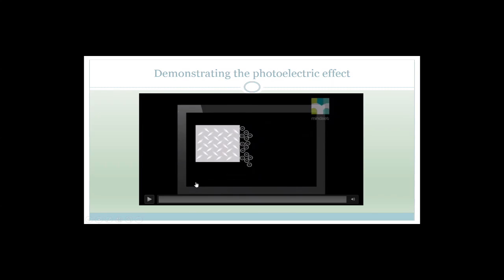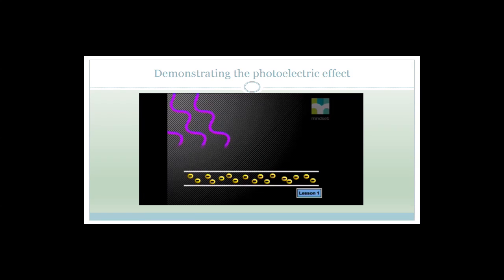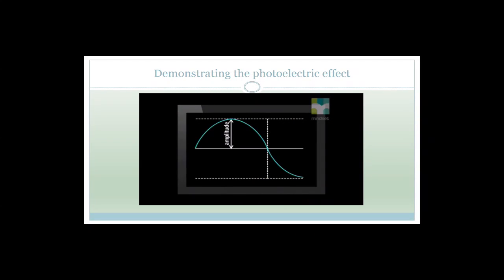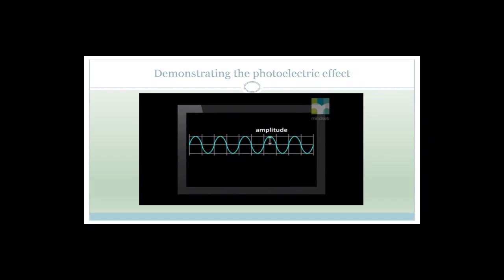So let's go through this little demonstration. What you have here is electrons sitting on the surface. Light will shine onto those electrons, and the electrons are going to be emitted. Now the question they're asking here is, do you think the amplitude or the frequency affects how the electrons are emitted? In other words, which of those two, the amplitude or the frequency? Now remember, frequency is the amount of energy and amplitude is the brightness.